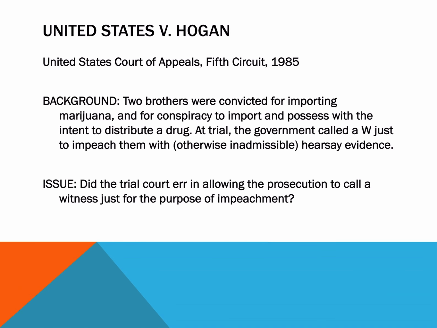The first case that we covered in this week's reading was United States v. Hogan. This is a United States Court of Appeals case from the Fifth Circuit from 1985. As background, we have two brothers that were convicted for importing marijuana and for conspiracy to import and possess with the intent to distribute marijuana. At trial, the government called a witness just for the purpose of impeachment and impeaching that witness with otherwise inadmissible hearsay evidence. The issue here is whether the trial court erred in allowing the prosecution to call that witness just for the purpose of impeachment.